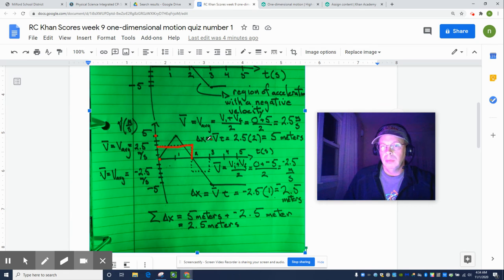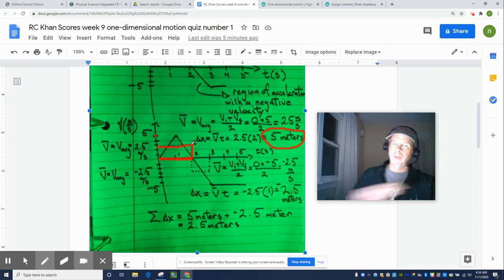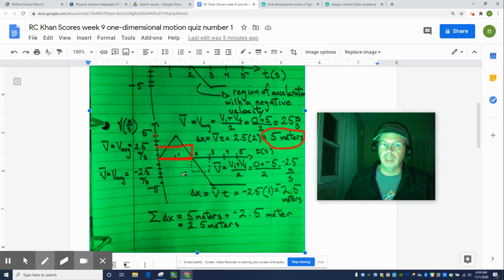Well, then all you do is multiply average velocity by time, 2.5 meters per second, by this 2-second interval here, 0 to 2 seconds, and we moved 5 meters in this first region while the rabbit was moving away from the origin. And we simply do the same trick, except it's for the second region from 2 to 3 seconds.